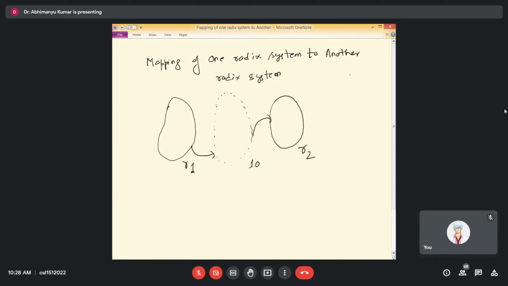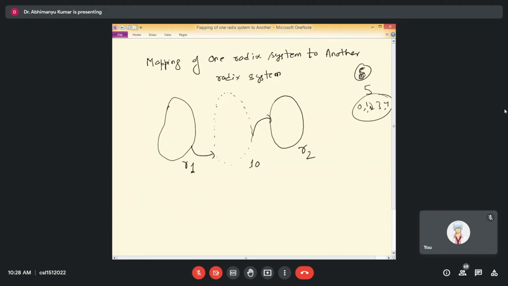Suppose we are representing the radix 5 system. Although radix 5 is not very much used in digital computers, we can imagine a number system which has base 5. Base 5 means it uses the symbols 0, 1, 2, 3, and 4. We always have a methodology to convert any radix system to the equivalent decimal system, and from decimal system to any other radix system. So this is the ultimate way of mapping one radix system to another radix system, right?